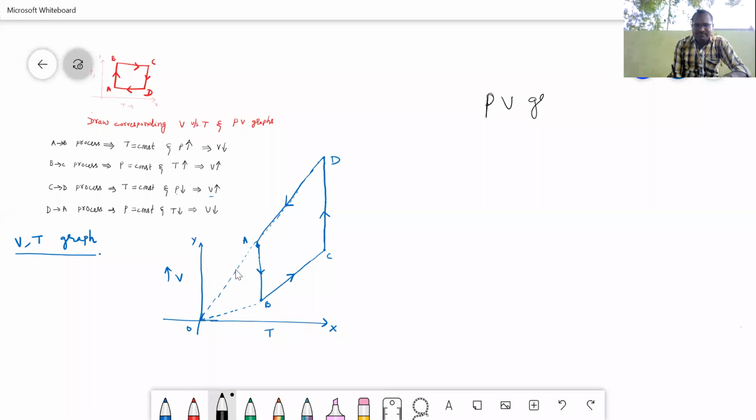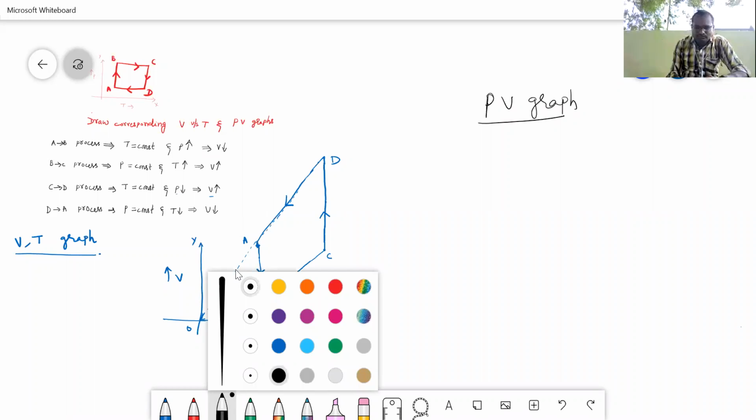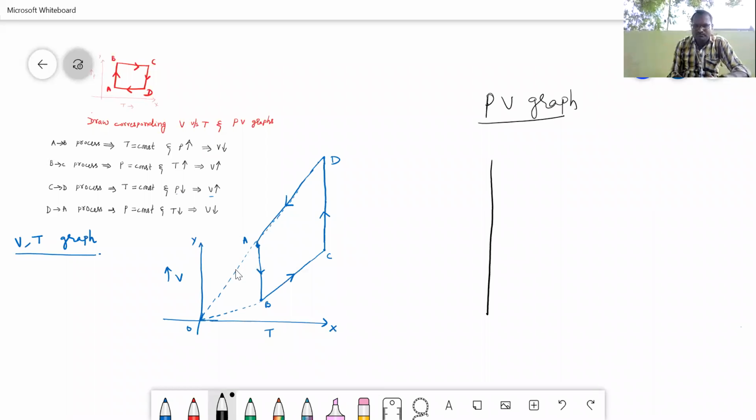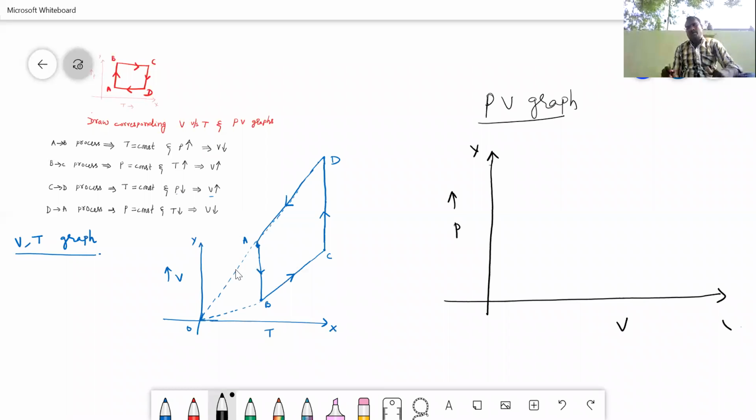PV graph. Here volume, here pressure. And this is the y-axis, this is the x-axis. Okay, so always you need to start the graph from the middle. First, the AB process. What happened?